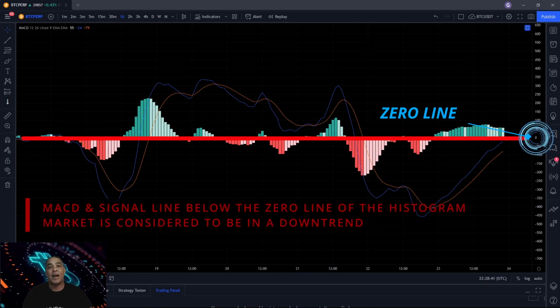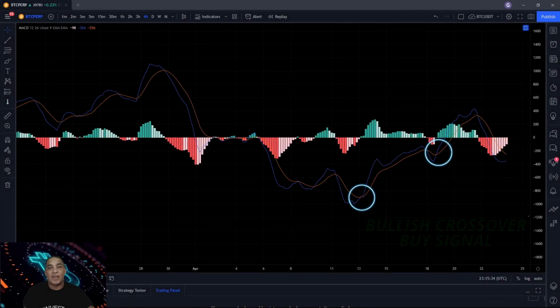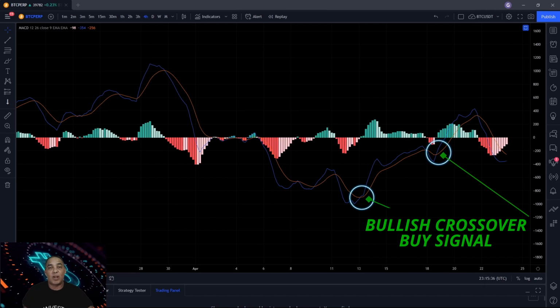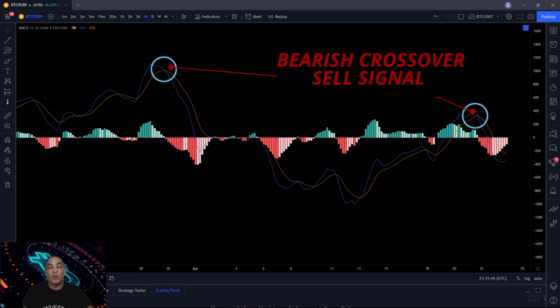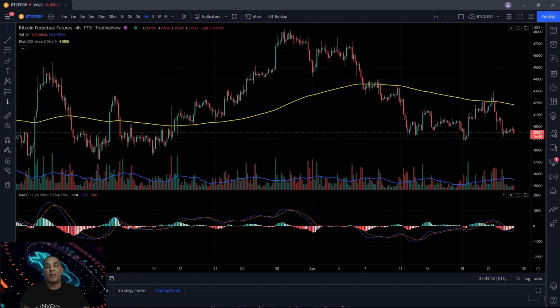If the MACD line and the signal line is below the zero line of the histogram, it indicates that the market is currently in a downtrend and therefore we will only look for short positions. When the MACD line crosses the signal line to the upside, that is considered to be a buy signal or bullish crossover. When the MACD line crosses below the signal line, that is considered to be a bearish crossover or sell signal. Now that we looked at the MACD, let's add our last indicator to the charts.